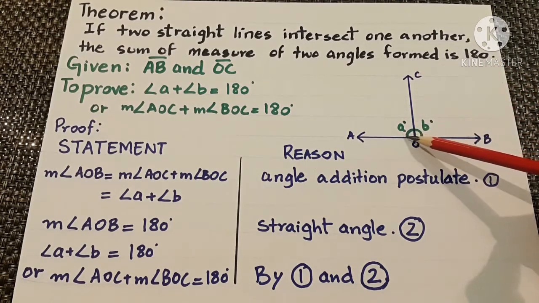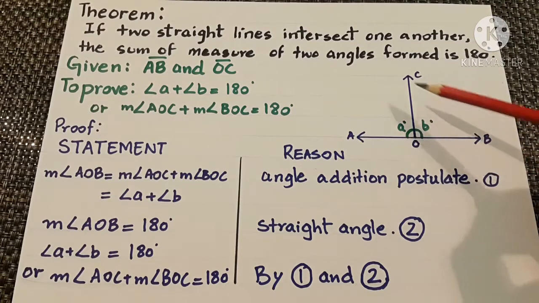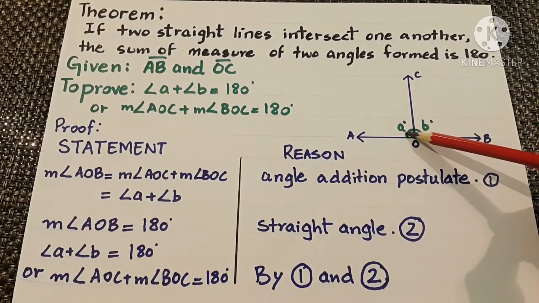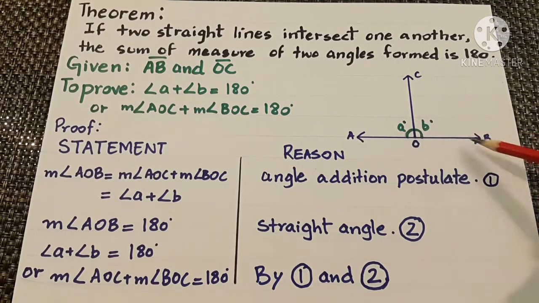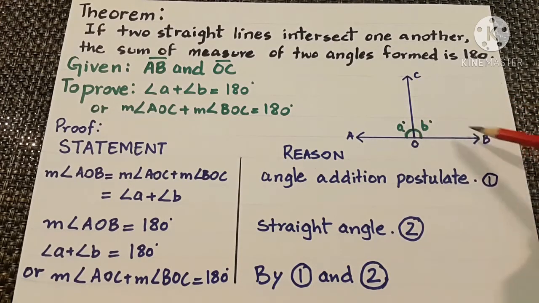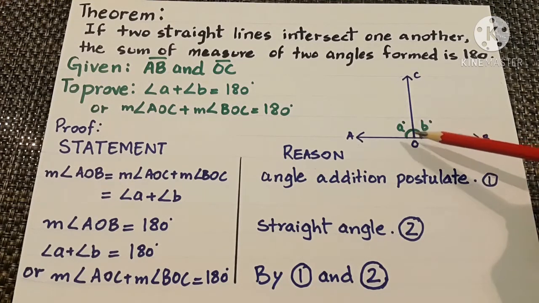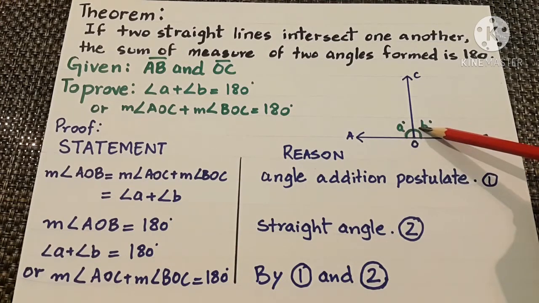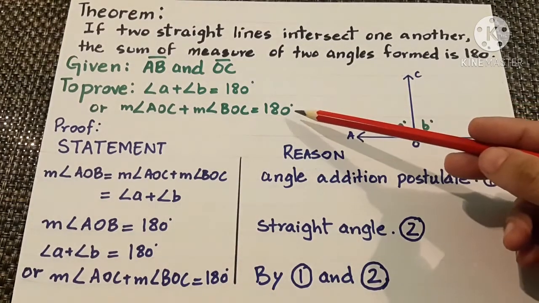Now, you can see here AOC. Here an angle is formed and we say that this angle is A, and BOC, here the angle is also formed, that is angle B. So angle AOC is A and angle BOC is angle B, and we have to prove that when we add angle A and angle B, it gives us the answer 180 degrees.